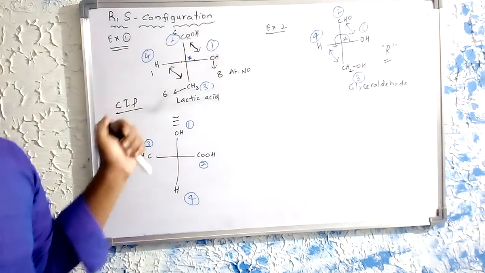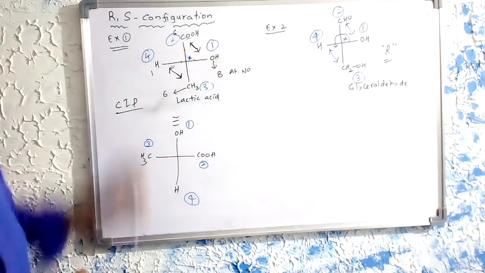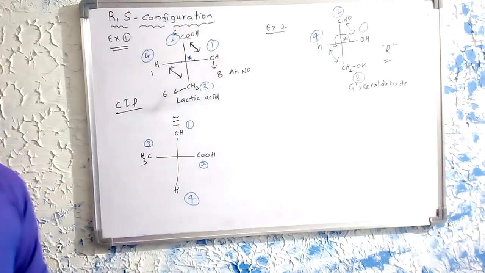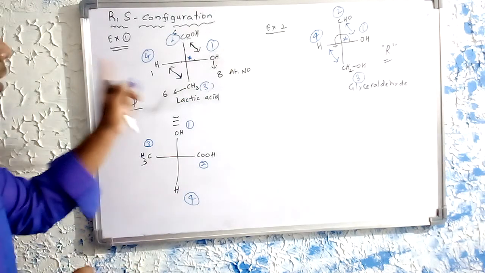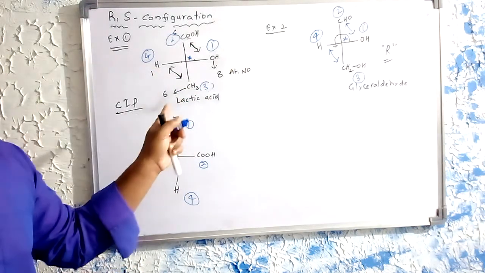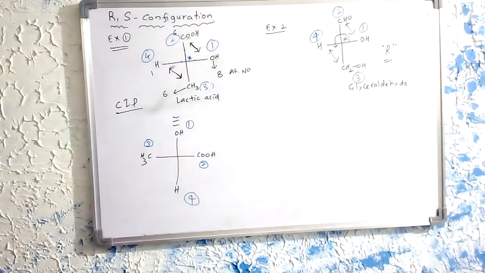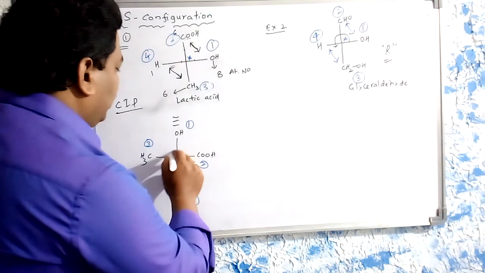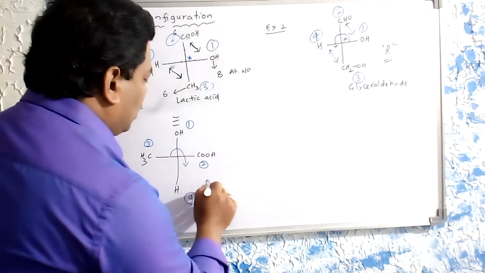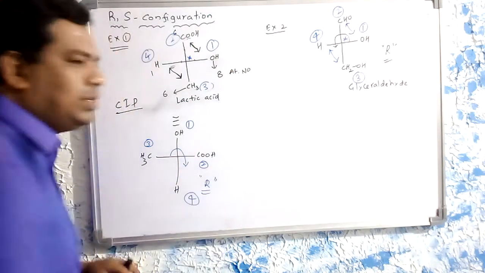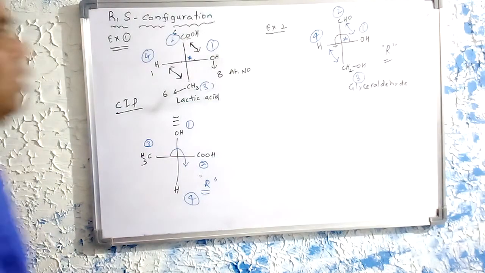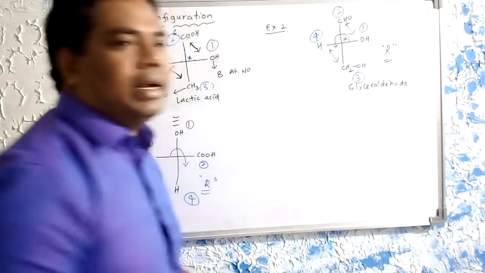When is this method applicable? If the least priority group is present at horizontal position, then we can apply the direct method, the Epling method. So here 1, 2, 3, 4. So this is R configuration. Okay, we will see the second example.